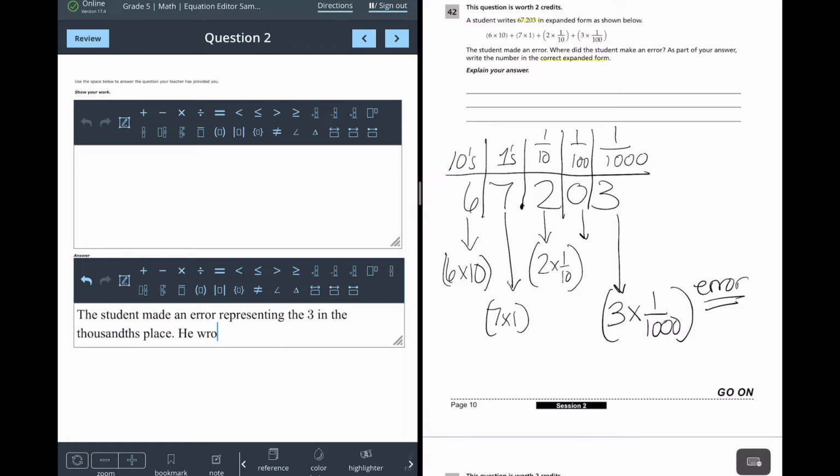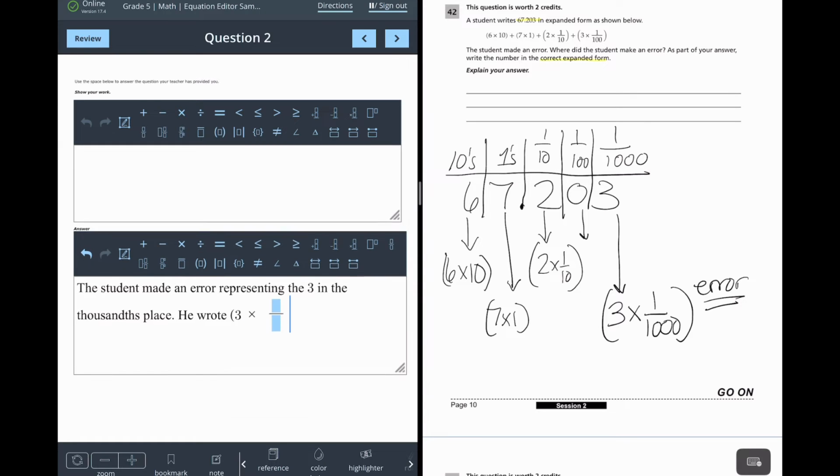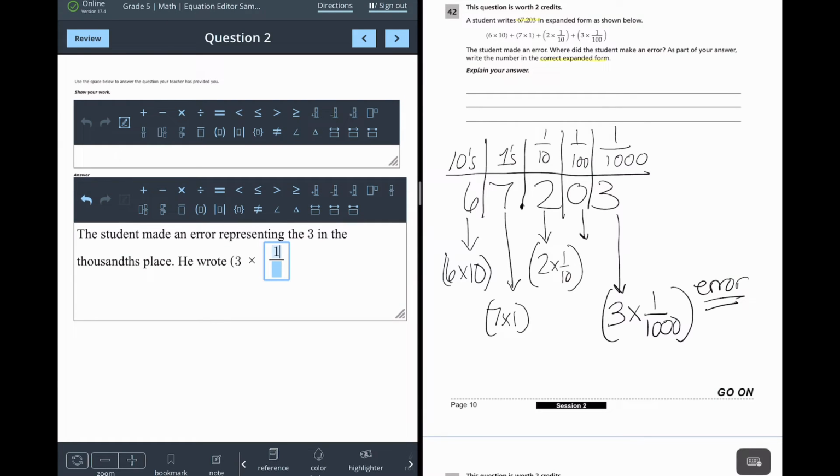He wrote, and now I have to recopy it, 3 times fraction, let's extend this, and you could use the 3 little buttons to move it, 1/100, but the 3 is in the thousandths place. And I have to write the correct answer.